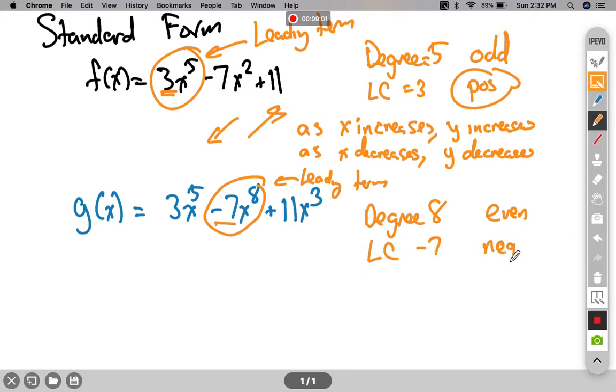So it's negative. So both ends are going to go the same direction, but they're going to go negative. They're going to go down. So this is your end behavior. As x gets bigger, or x gets smaller, y gets smaller. When they're written out as terms, look for that highest exponent. Hopefully you're in standard form, so it's the first one. But it's not always, so keep an eye out for that.